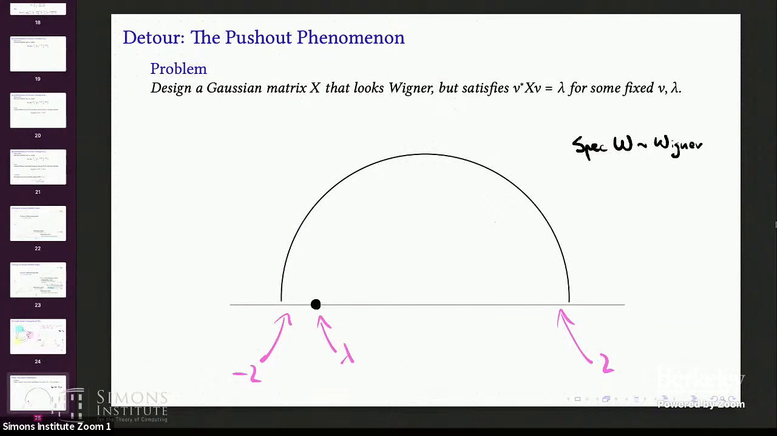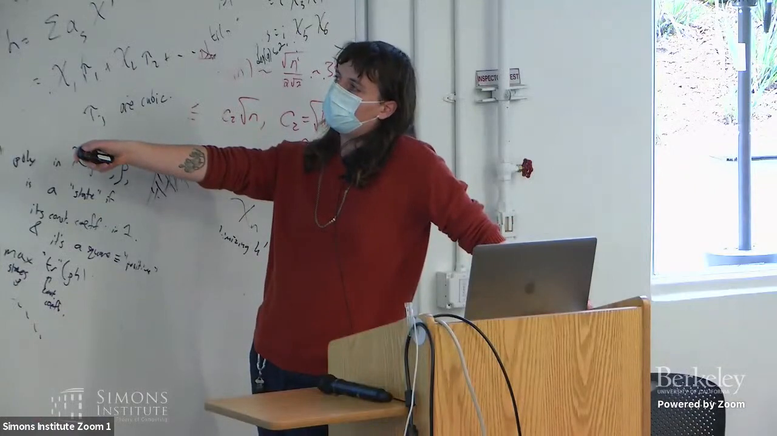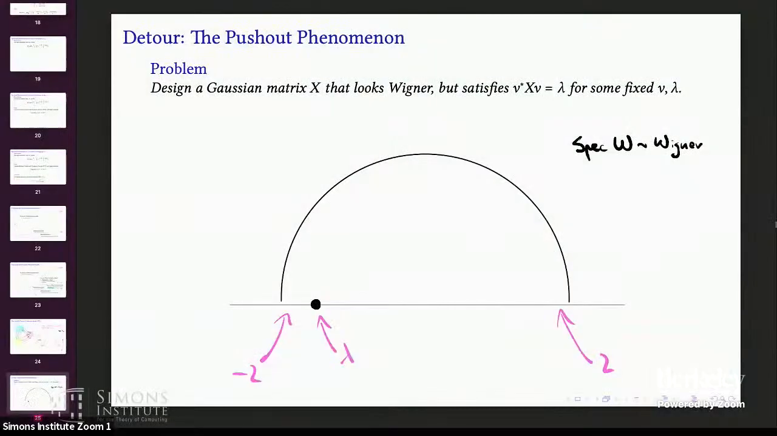world of continuous probability, and think about the following problem. So let's say I want to design a Gaussian random matrix whose spectrum looks kind of like a Wigner matrix. So it has this usual semicircle distribution, but I've pre-selected a vector v and a number lambda close to the lower edge of the spectrum. And I want this quadratic form to be around lambda for my pre-selected vector v. Okay, how do I do this?